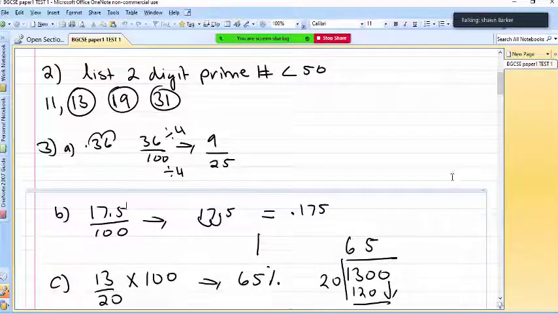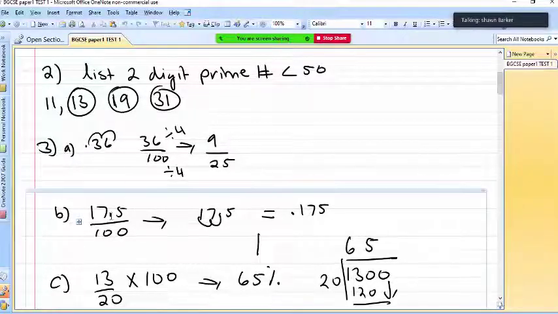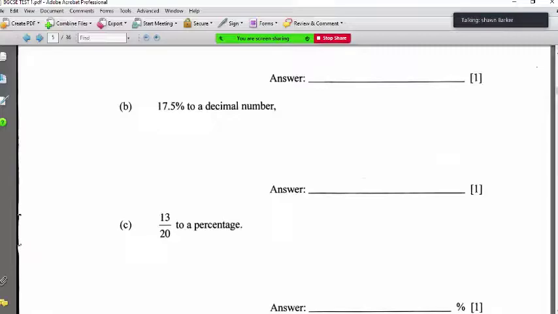And when you're dividing decimals by tens or hundreds, however many zeros you have, you move your decimal point to the left by that number of zeros. So in this case, we have 2 zeros, so you just move it to the left twice. 1, 2, right here, and you get 0.175. Okay, so that's how you would convert that type of problem.